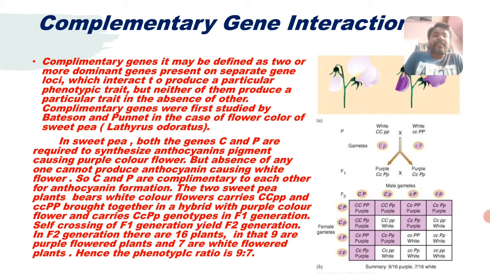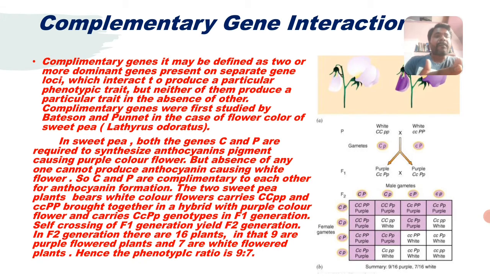See, their genotypes are mentioned here. Two white colored flower bearing plants: one carries the genotype capital C and small p, and the other white flower bearing plant carries small c and capital P. Try to understand this. In sweet pea, both dominant genes, capital C and capital P, are required to synthesize a substance called anthocyanin. It is a kind of pigment which causes the purple color flower.